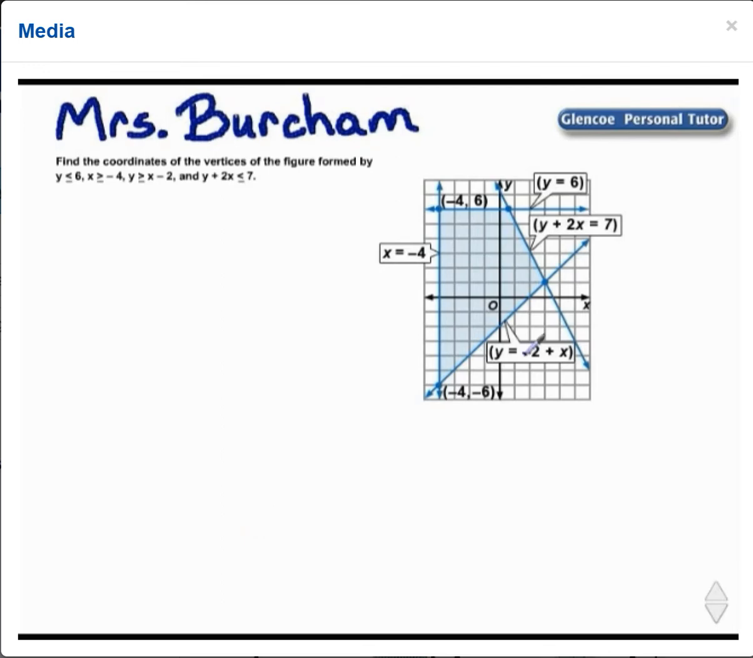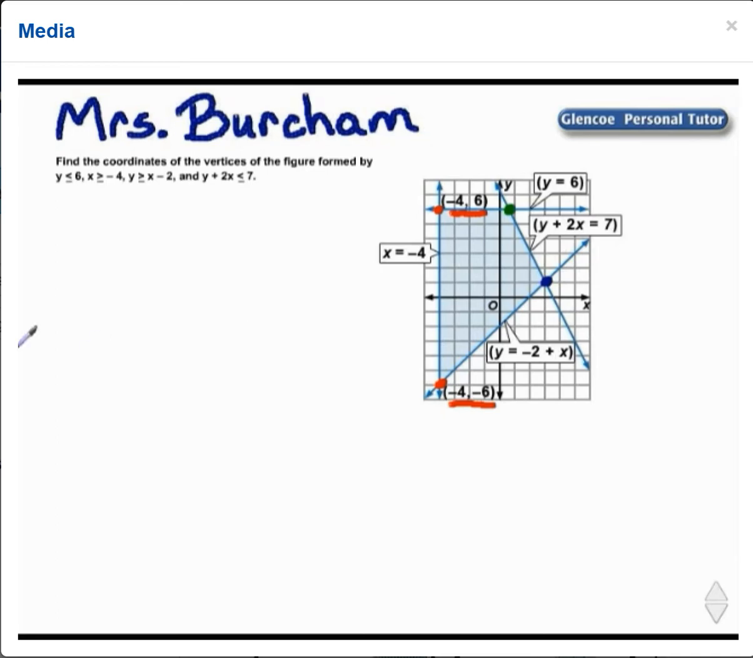As you can see by our graph over here, we actually already have two of our vertices on our picture. This vertex down here is negative 4, negative 6. This vertex up here in the upper left-hand corner is negative 4, positive 6. So what we need to do is find the vertex of this coordinate point right here and this coordinate point right here.